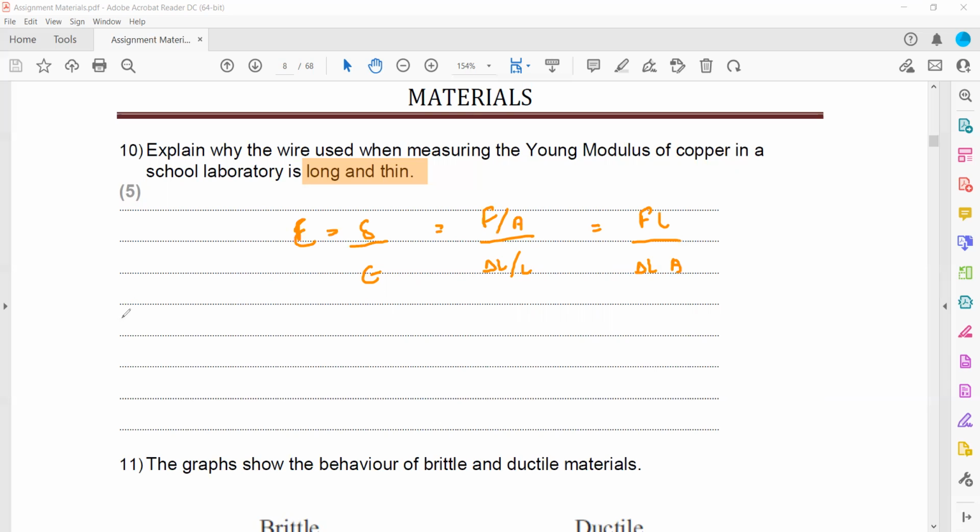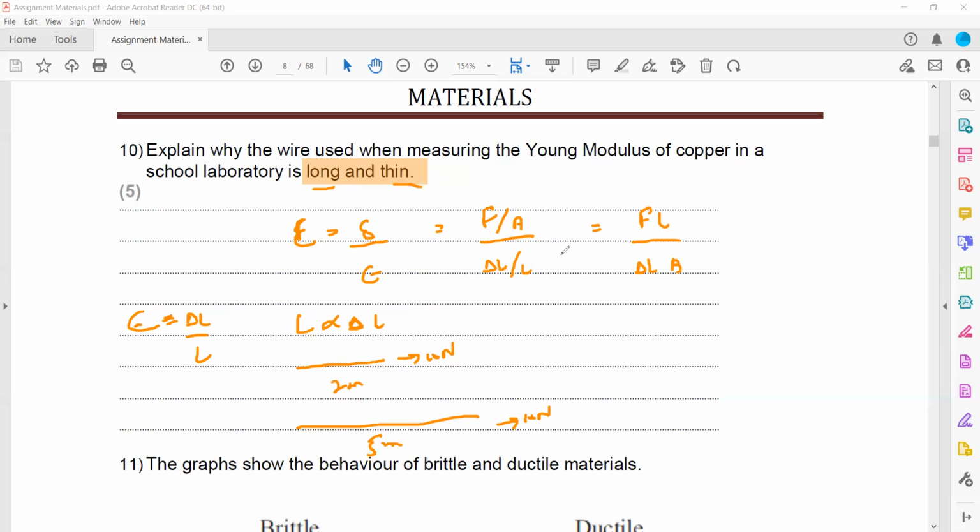Remember, strain is change in length over original length. Or we can also say change in length is directly proportional to original length. Like if I have a short wire, say 2 meters, when I apply a force of 10 Newton, it will show a smaller change in length. But if I have an identical 5-meter wire, of identical material, when I apply the same force, it will show a greater change in length. So longer wires will show a greater change in length compared to shorter wires. That's why the wire must be long.